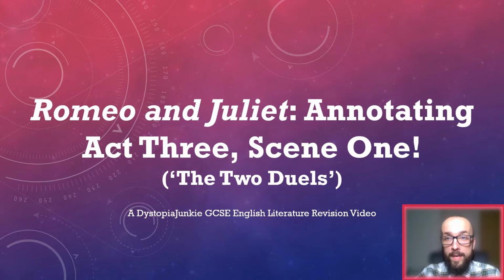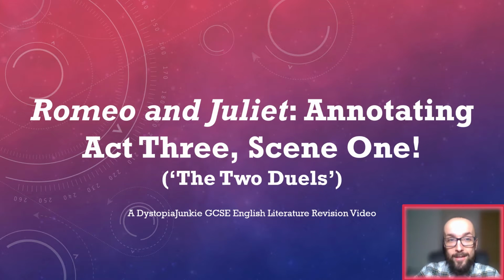And in this one, we are going to annotate Act 3, Scene 1 of William Shakespeare's Romeo and Juliet, which I have nicknamed the Two Duels, given that there are two duels in it. So, to make those annotations, I will work through the majority of Act 3, Scene 1, focusing on the part that contains those two duels.